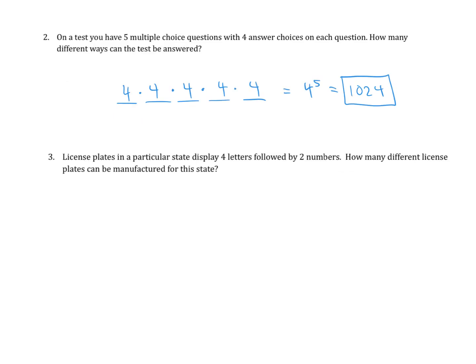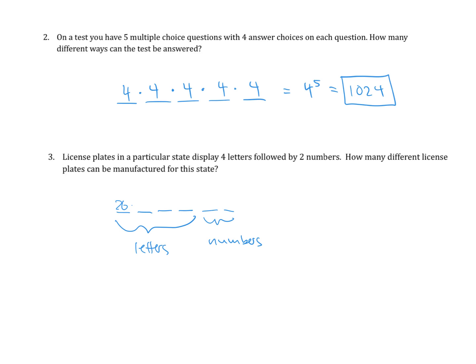License plates in a particular state display 4 letters followed by 2 numbers. How many different license plates can be manufactured for this state? In this problem, I'm going to make 4 spaces for my 4 letters and 2 spaces for my 2 numbers. These are my letters, and then we got 2 numbers. And each letter could be any letter in the whole alphabet. So how many possibilities are there when you choose a letter in the alphabet? You have 26 different letters in the alphabet to choose from.